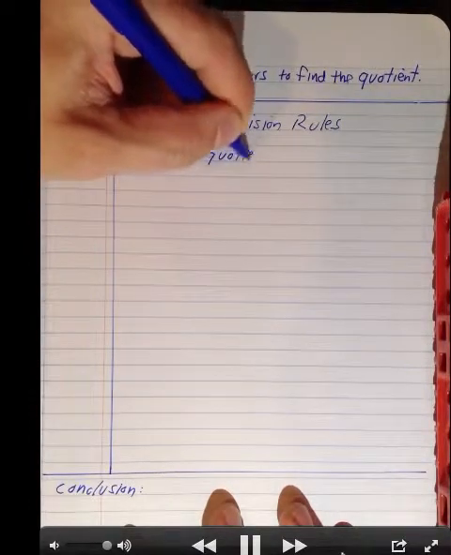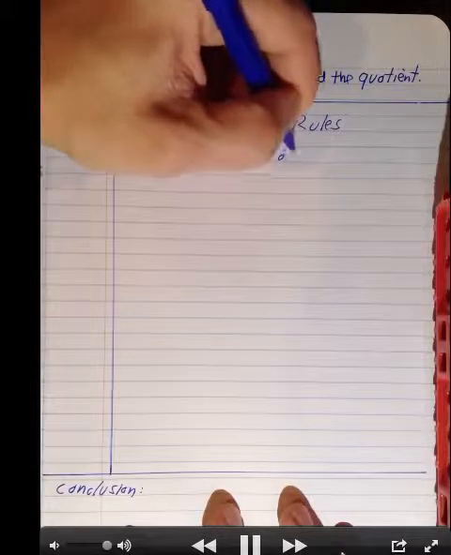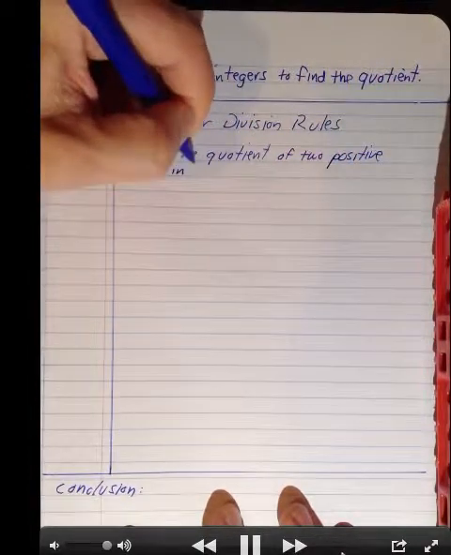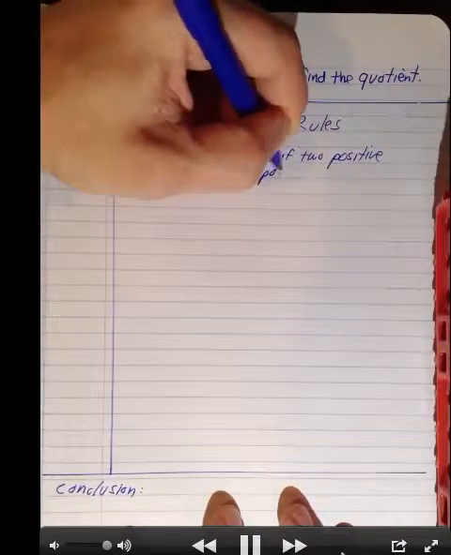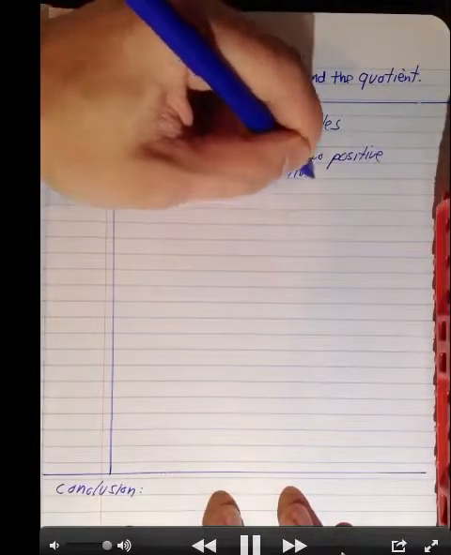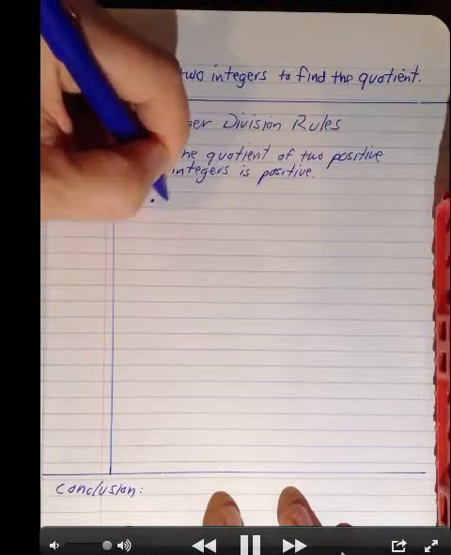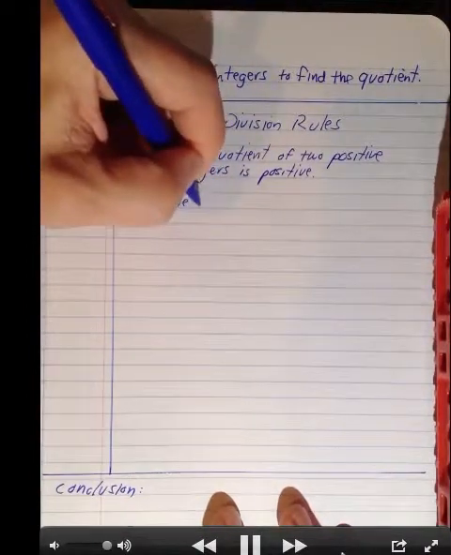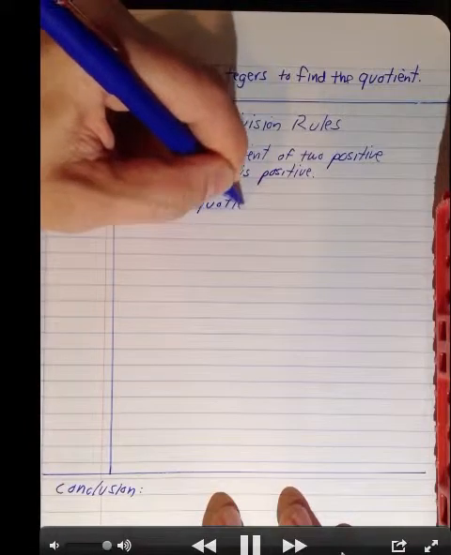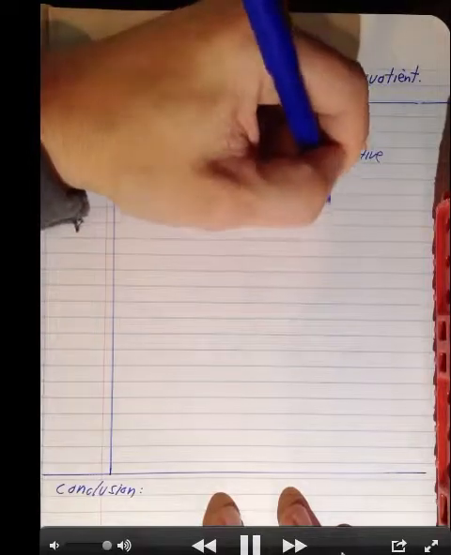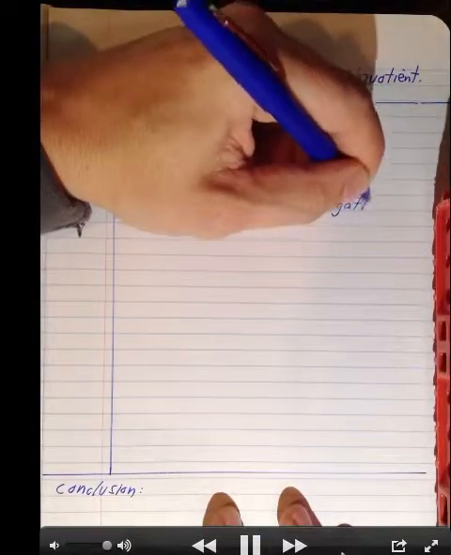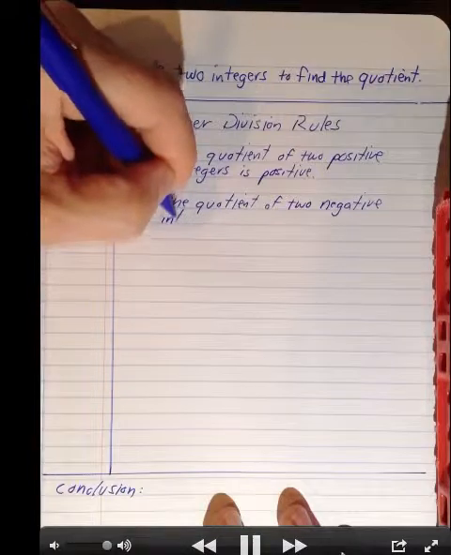So the division rules are going to be exactly the same as the multiplication rules. We just replace the word product with quotient and the word multiply with divide. So the quotient of two positive integers is positive. The quotient of two negative integers is positive. And you'll notice there is a new poster up on the wall that shows both multiplication, that's in parentheses, and division.